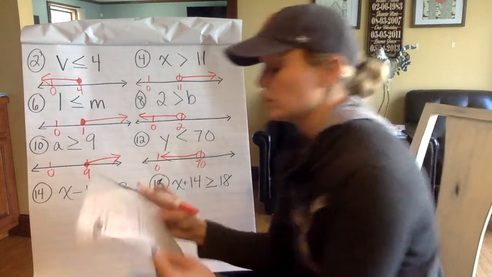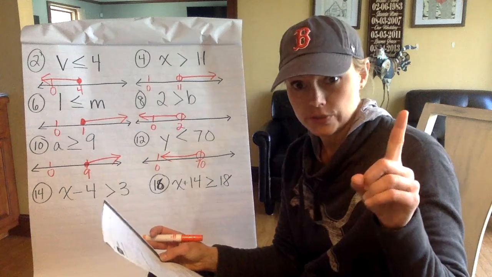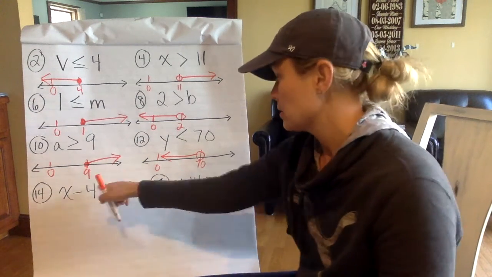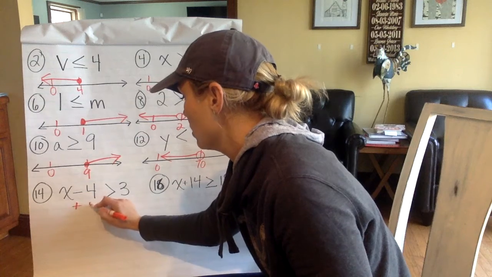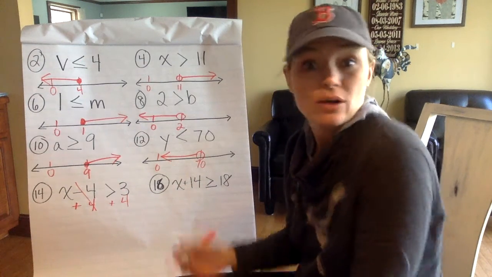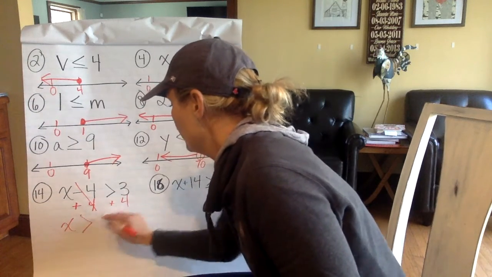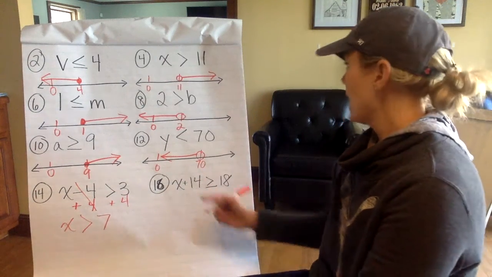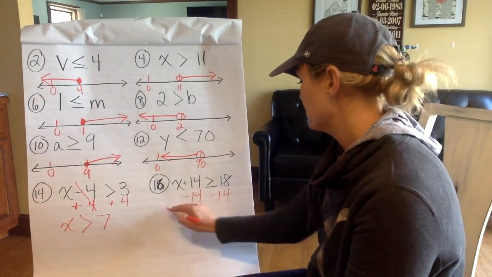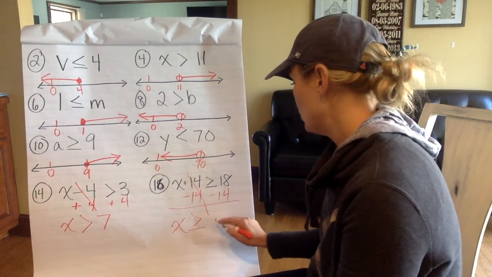Okay, in questions 14 and 16, first thing was translate this into an inequality. Next thing is solve. Okay, so we want to get x by itself. I want to add 4 to both sides of my inequality. The minus 4 plus 4 cancels out just like it did with equations. What I'm left with is x is greater than 7. And then in number 16, I want to subtract 14 from both sides. These cancel out. I have x is greater than or equal to 4.